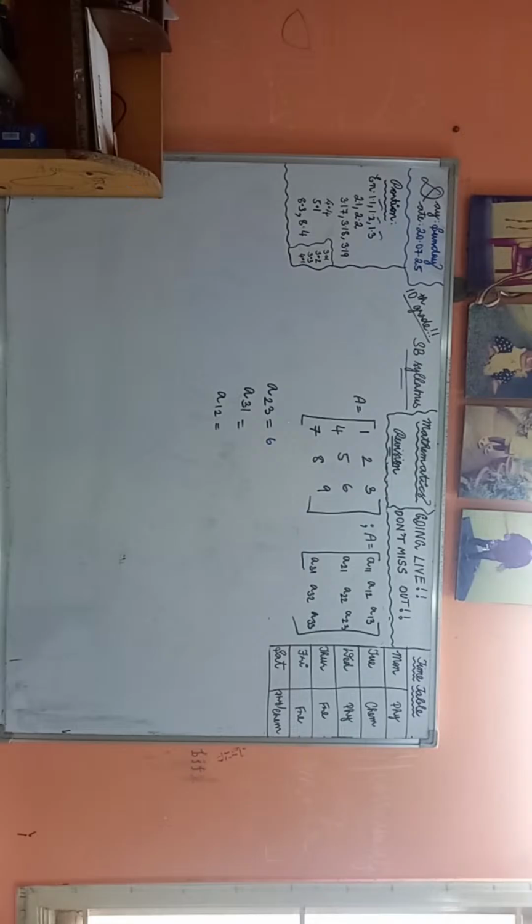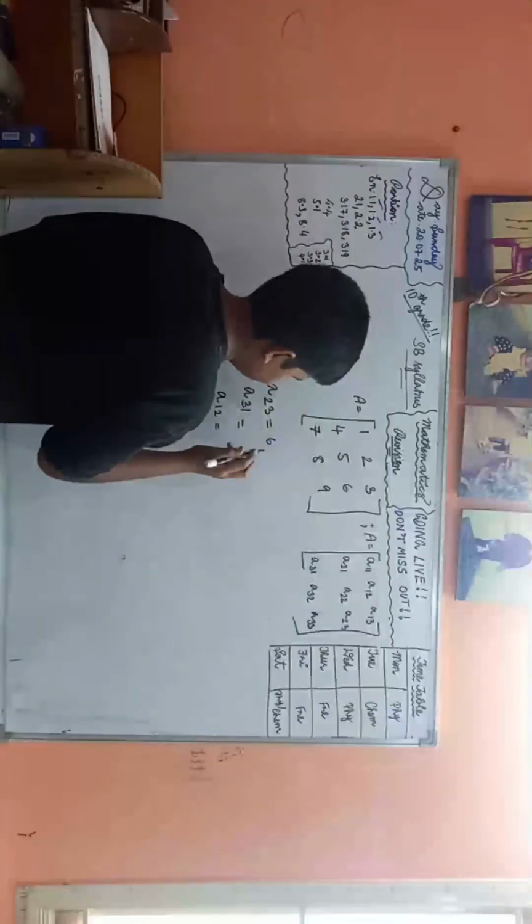Madam Kirtana said A31 is 7. Yes, very, very good, Madam Kirtana. It is. A31 is 7.